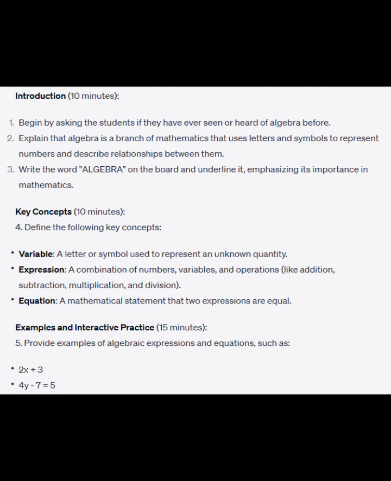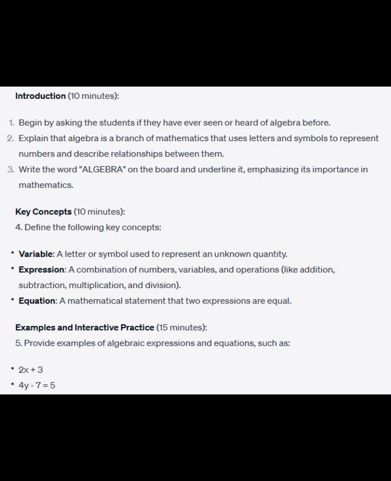Key concepts: 10 minutes. 4. Define the following key concepts. Variable: a letter or symbol used to represent an unknown quantity. Expression: a combination of numbers, variables, and operations, like addition, subtraction, multiplication, and division. Equation: a mathematical statement that two expressions are equal.